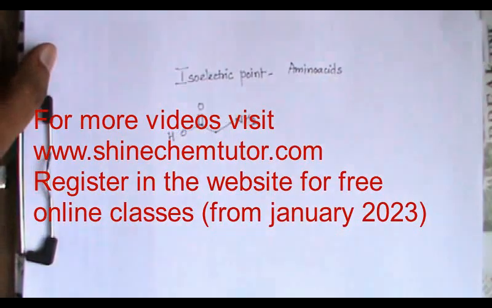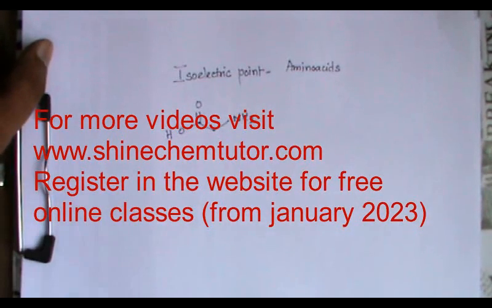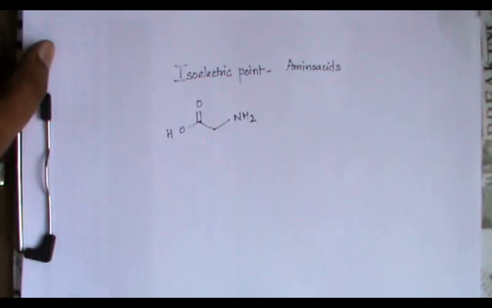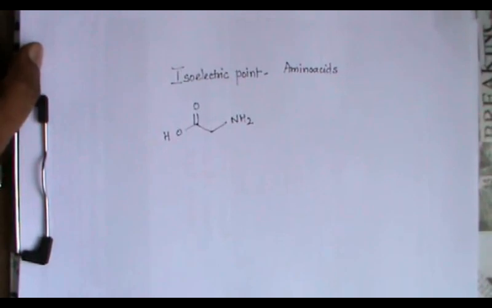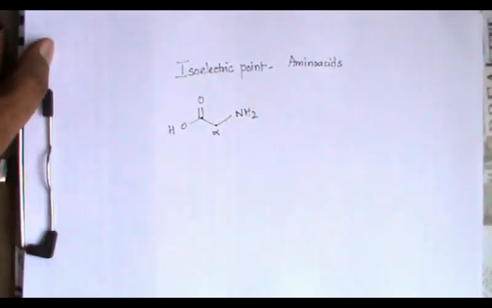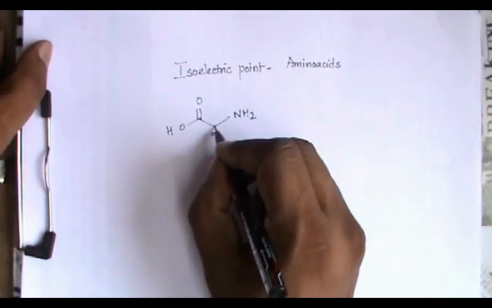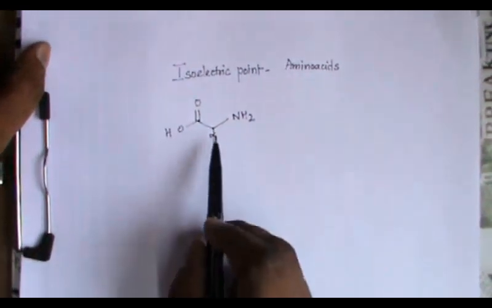Even though we don't mention the position of NH2, it refers to an alpha amino acid. We have beta amino acids also and gamma amino acids also. When the position is not mentioned, it refers to alpha amino acids. This is the alpha position. At the alpha position, I have NH2. It is possible to have different substituents at the alpha position.